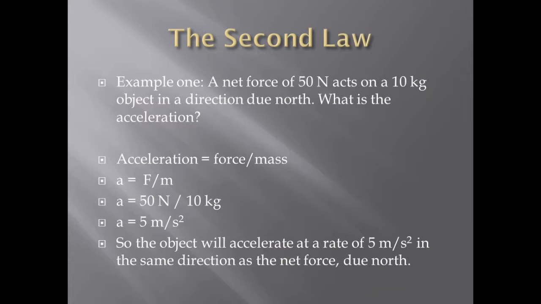Example 1. A net force of 50 newtons acts on a 10 kilogram object in a direction due north. What is the acceleration? Acceleration equals force divided by mass. Acceleration equals 50 newtons divided by 10 kilograms. Acceleration equals 5 meters per second squared. So the object will accelerate at a rate of 5 meters per second squared in the same direction as the net force, due north.